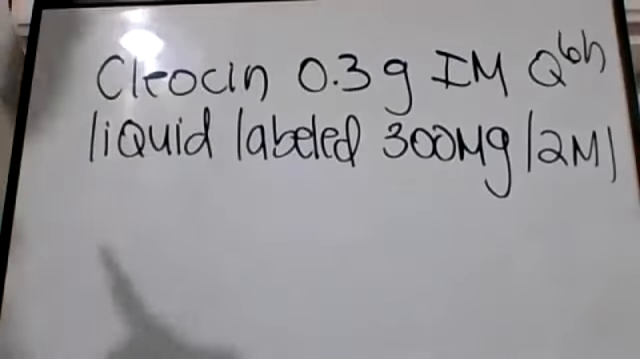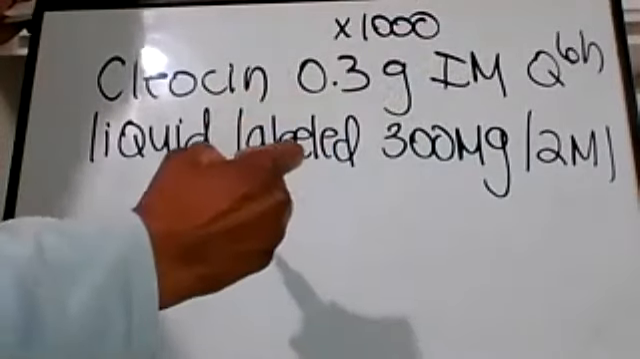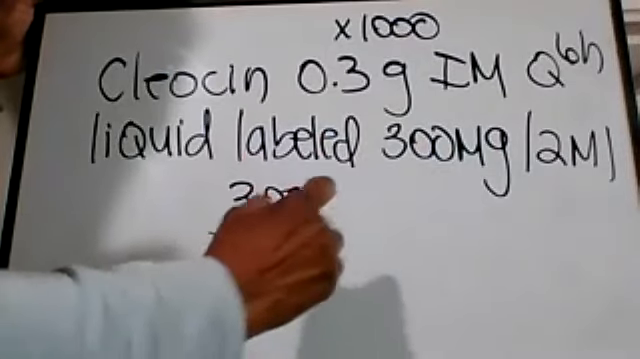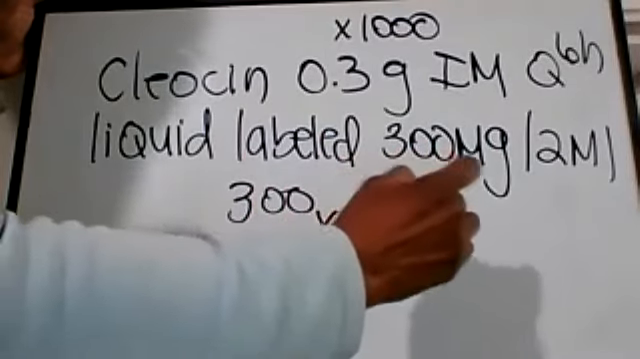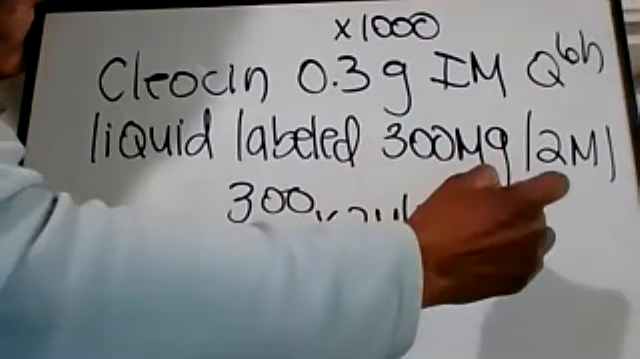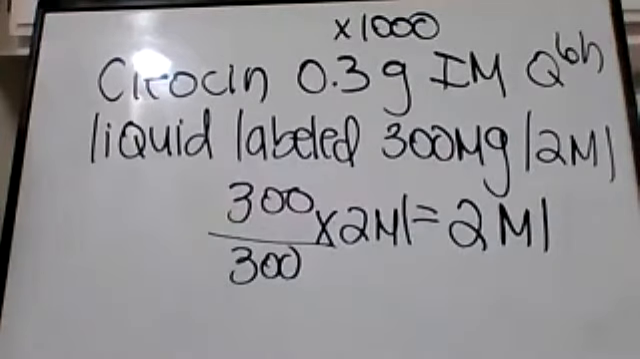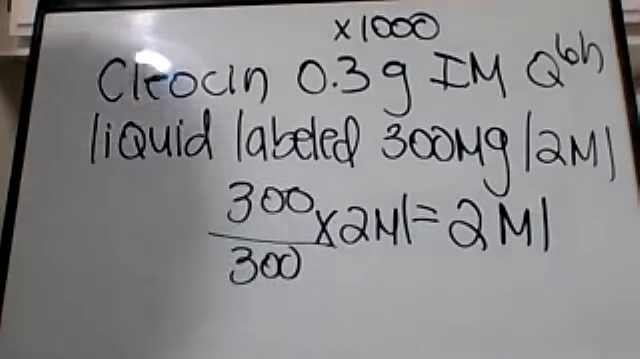I am purposely giving you ones that you have to convert because I want you to become proficient at converting. With this one, we're going from largest to smallest, so we're going to multiply by 1,000 and we come up with 300 divided by 300 times 2 milliliters. That would give us, of course, 2 milliliters. All right, on to the next one.